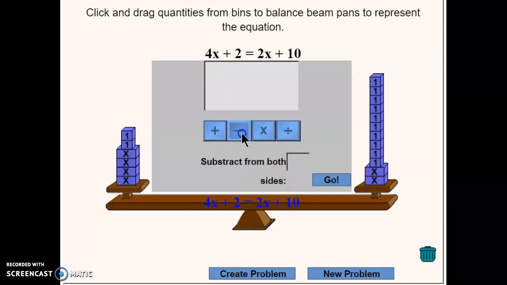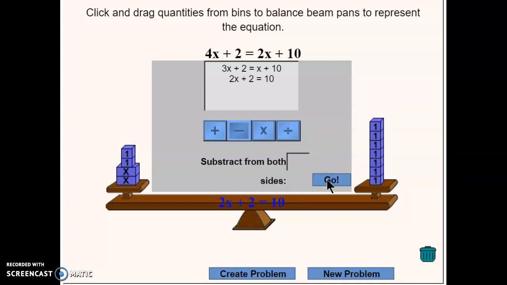So I take away an x. This software doesn't allow me to take away 2x, so I have to do it one by one. Hang on. Take away one more x. Right, so I don't have any more x on the right hand side.